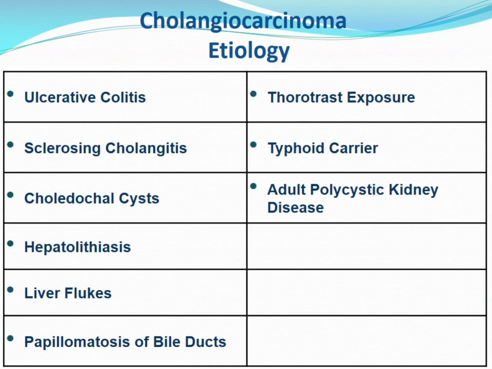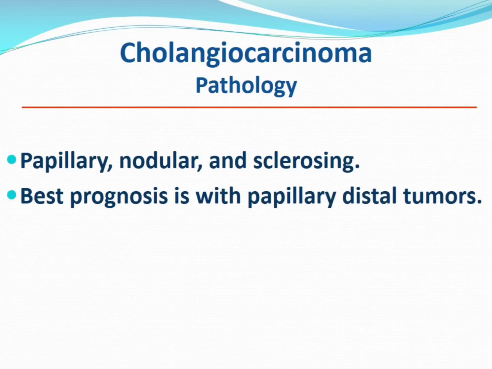The etiologic factors for cholangiocarcinoma include ulcerative colitis, sclerosing cholangitis, choledochal cyst, hepatolithiasis, liver flukes, papillomatosis of the bile ducts, and other factors. Cholangiocarcinoma may be papillary, nodular, or sclerosing type. The best prognosis is with papillary distal tumors.